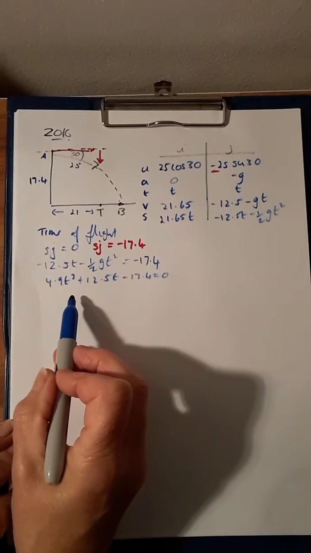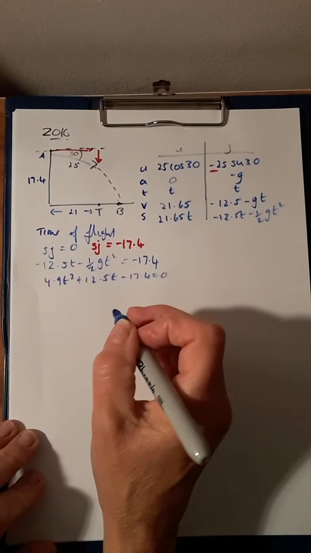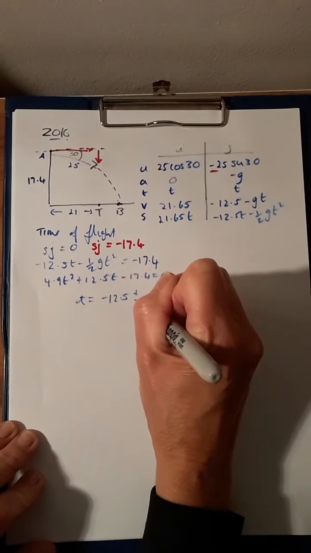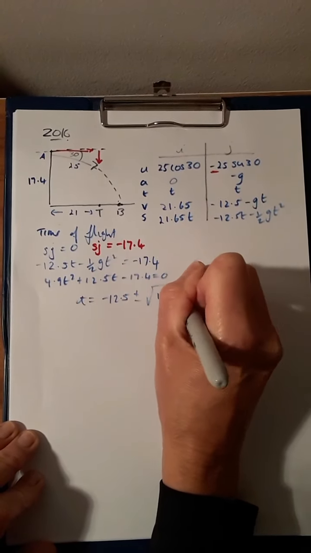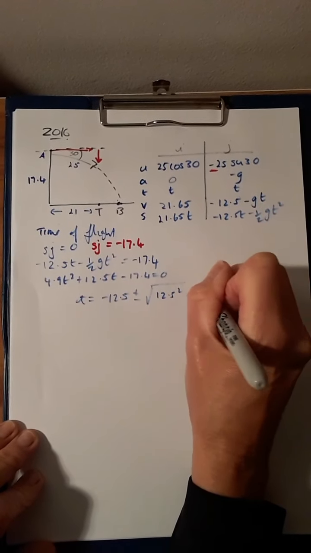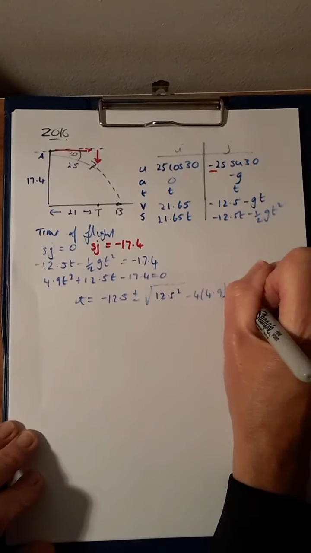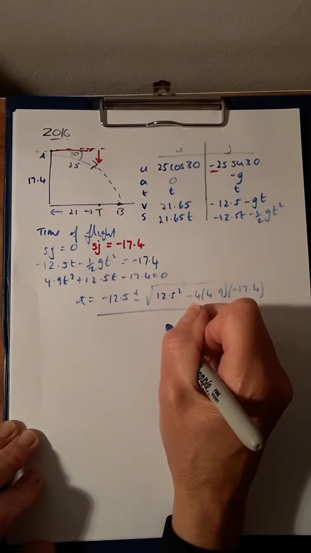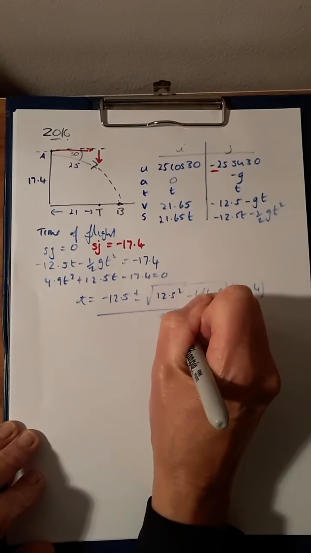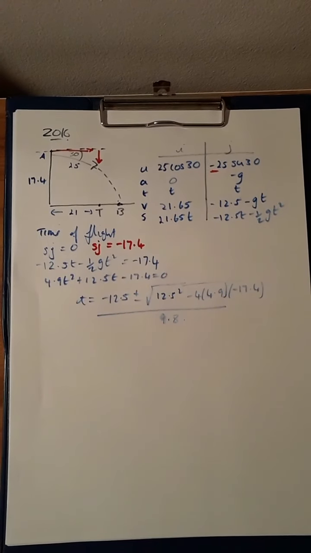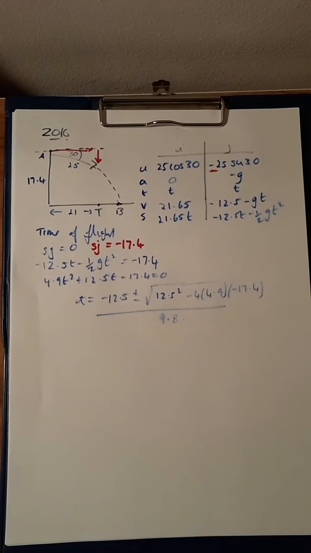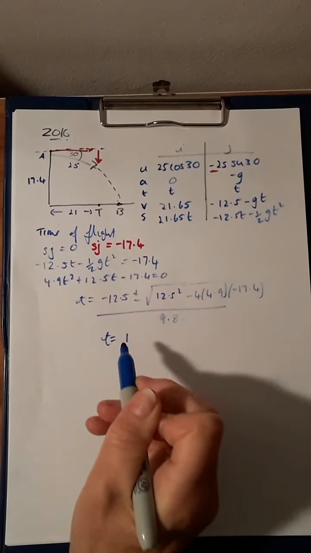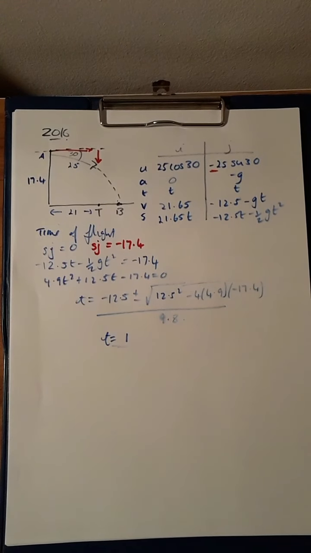So I'll use the B formula to get that, and this will give me then t is equal to minus b plus or minus the square root of b squared minus 4 times a times c, with c being minus 17.4, and that will all be over 2a, which with 4.9 will give me 9.8. And when I solve all that off, you'll find that t is equal to 1. Well, of course, we're going to use the positive value. So that's the first part.